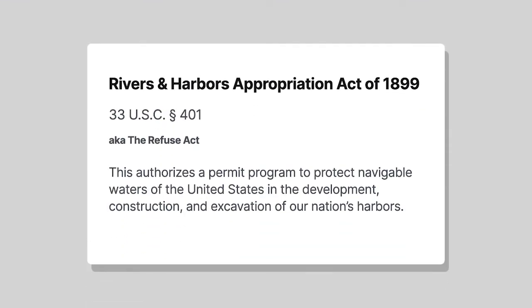So the first piece of legislation that is important for our purposes is the Rivers and Harbors Appropriation Act of 1899. The citation is 33 U.S.C. Section 401. And this is also known as the Refuse Act. And the Refuse Act is still in place, and it authorized the permit program to permit and protect navigable waters of the United States in the development, construction, and excavation of our nation's harbors.